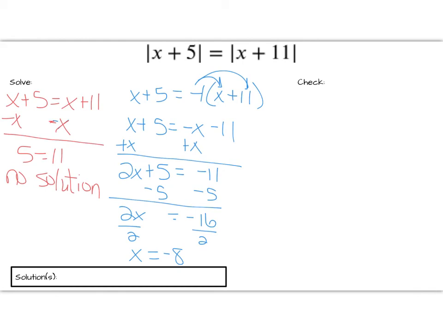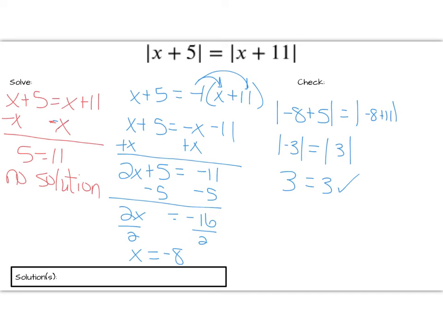Now, one of my equations didn't even give me an answer, but I do need to check my second solution and see if it works. So I'm going to take -8 and plug it in. Does the absolute value of -8 plus 5 equal the absolute value of -8 plus 11? So -8 plus 5 is -3. Does the absolute value of -3 equal the absolute value of -8 plus 11, which is +3? Does the absolute value of -3 equal the absolute value of +3?